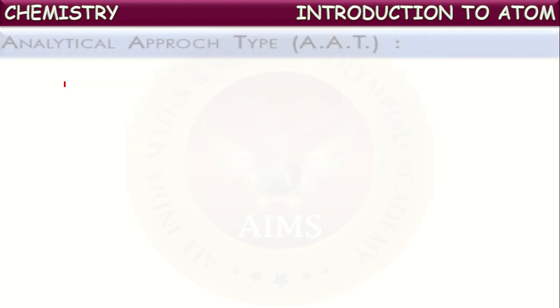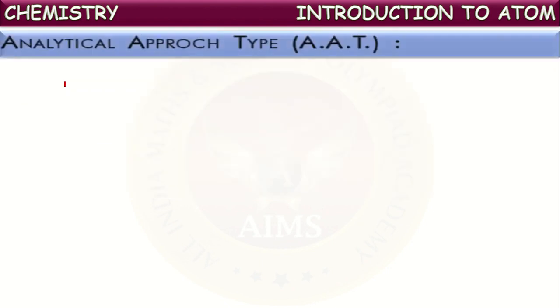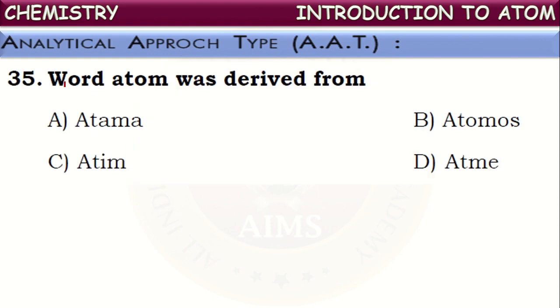Next one. Now let us go through analytical approach questions. See the first among those. The word atom was derived from... Actually, the word atom represents an indivisible particle. This was derived from the Greek word atomos or atomio, atomos, which means indivisible particle. Okay, atom was derived from atomos.